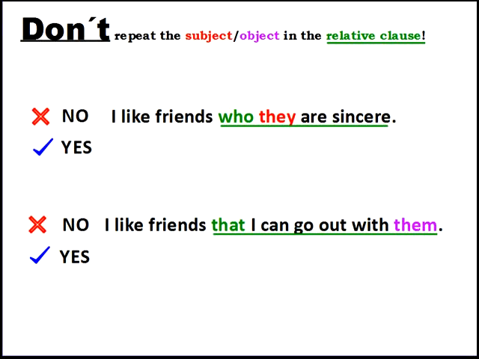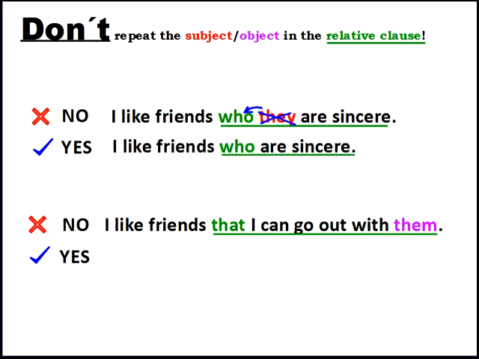Okay, here's some things not to do. Don't repeat the subject and object in the relative clause. So what does this mean? Well, let's look. Don't do this: I like friends who they are sincere. No. You cannot use the relative pronoun and the subject again. You don't need to repeat your subject. This, technically, is the subject of the sentence. So I'm going to read it like this: I like friends who are sincere. Okay? I do not need to repeat the subject. It's completely wrong to do that.